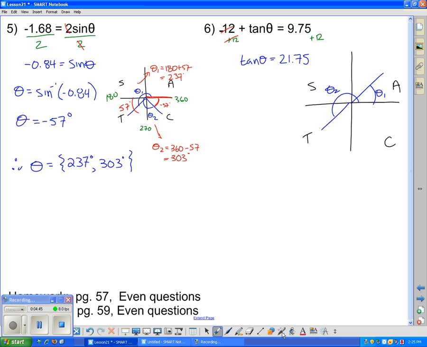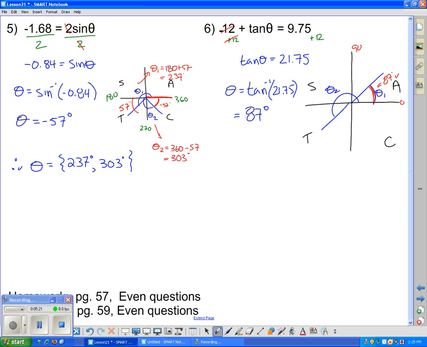I can now go ahead and use the calculator to determine some angle value, but the whole purpose of the CAST rule picture is to make sense of the answer the calculator spits out. So 21.75 tan inverse gives me 87 degrees. Does that make sense? Actually, it makes perfect sense. 87 degrees is between 0 and 90, and I want an answer between 0 and 90, so that one has to be 87 degrees. So we got theta 1.